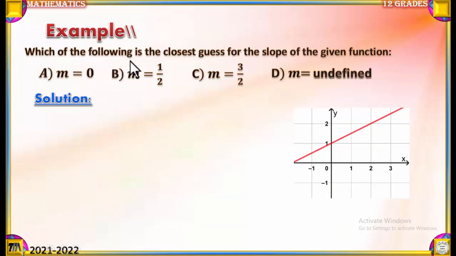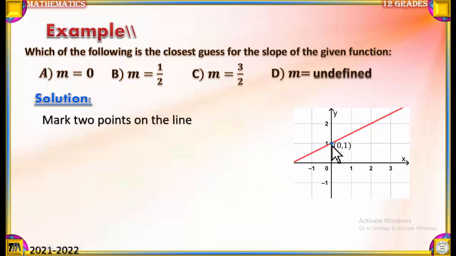Which of the following is the closest uses for the slope of the given function? To find the slope of the line when its graph is given, we will try to mark 2 points on the line.